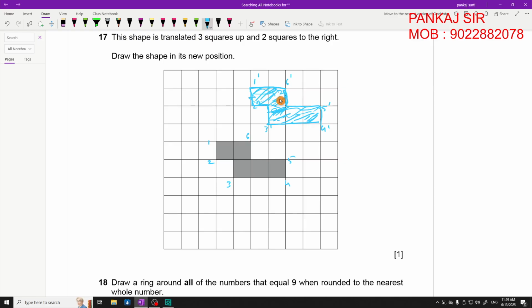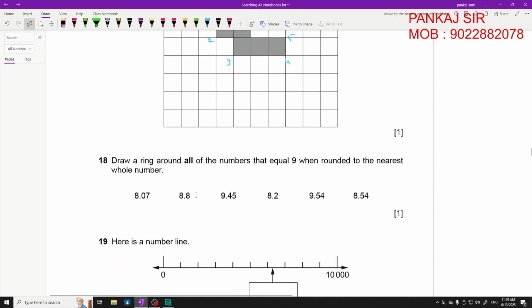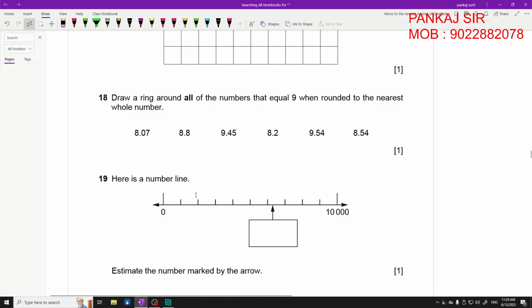Okay. Next question is, draw a ring around all the numbers that equal 9 when rounded to the nearest whole number. Now 8.07, the whole number part is 8. If I want to round this to the nearest whole number, this will work out to 8, right? Okay. And this, if I work it out, will round to 9.